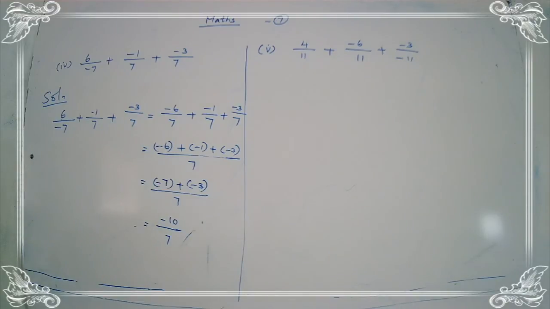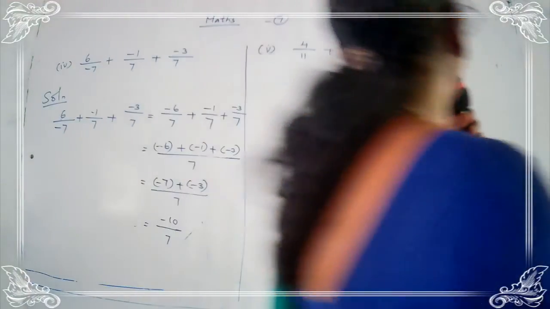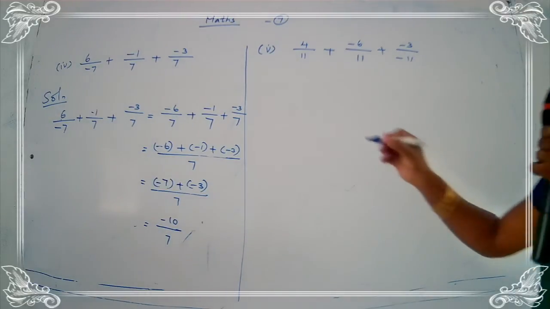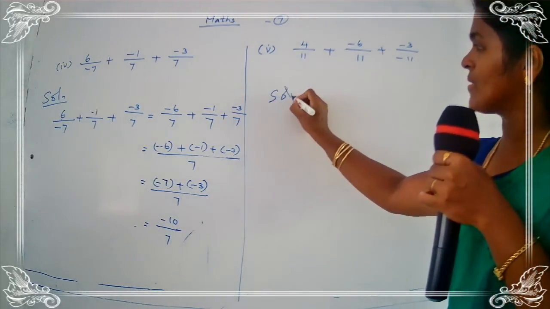7. Okay? Yes. Then next fifth question. 4 upon 11 plus minus 6 upon 11 plus minus 3 upon minus 11. Okay. So, you write the answer.